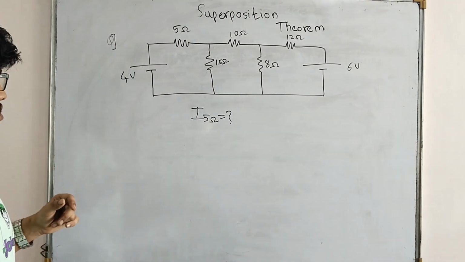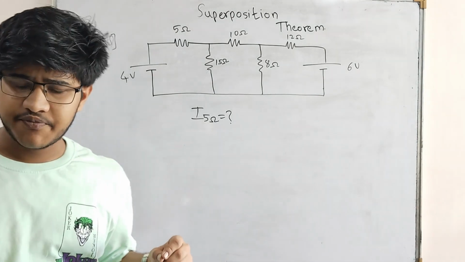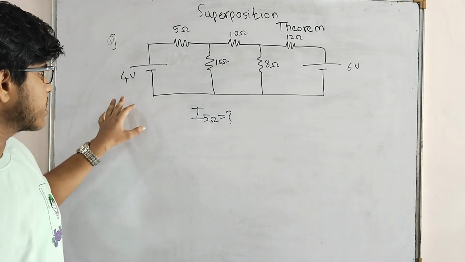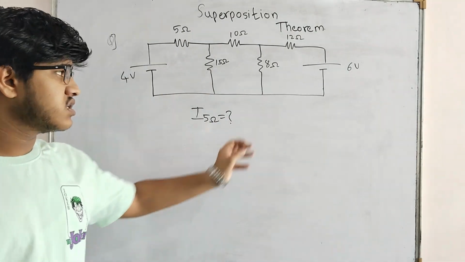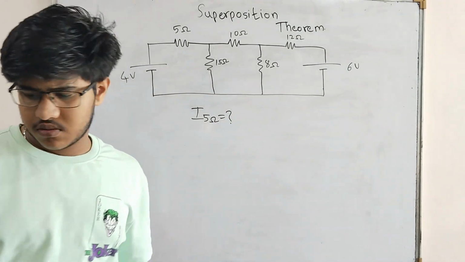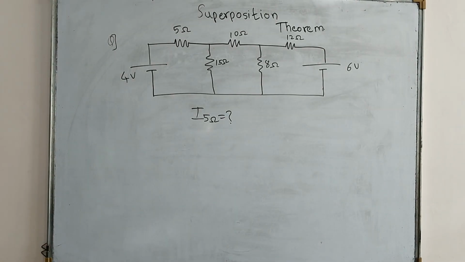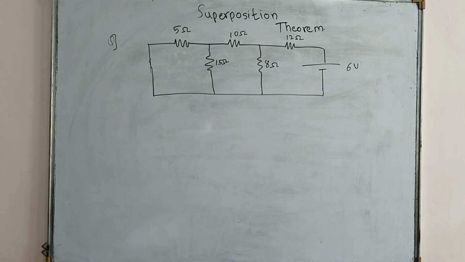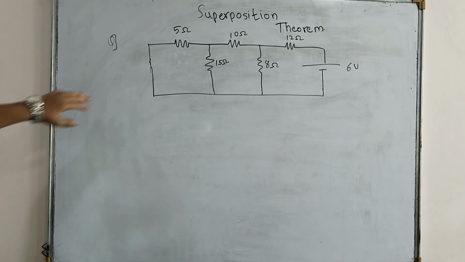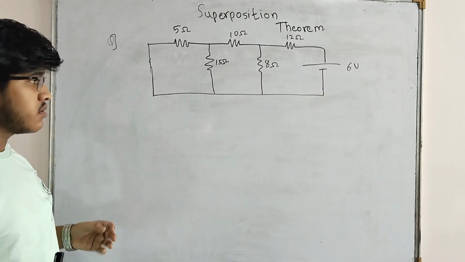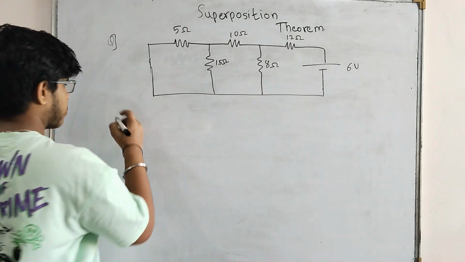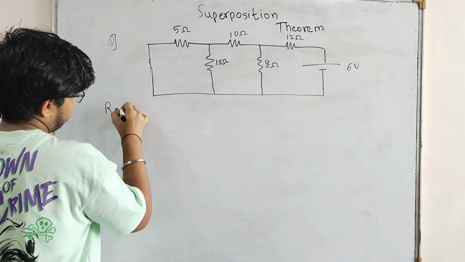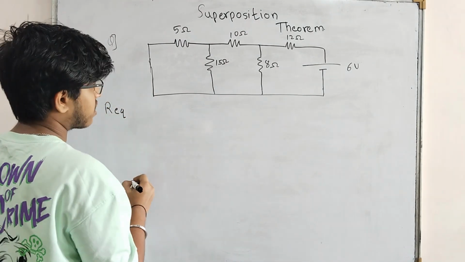Now I will rub it to draw our case 1 diagram. Our case 1 will be shorting this 4 volt voltage source and keeping only 6 volt voltage source. As we can see here, there was a 4 volt voltage source but I replaced it with its internal resistance. So now for this diagram, let us calculate equivalent resistance of the circuit.